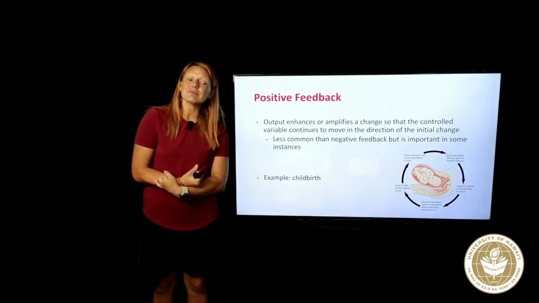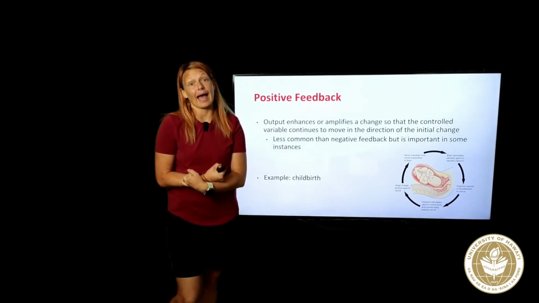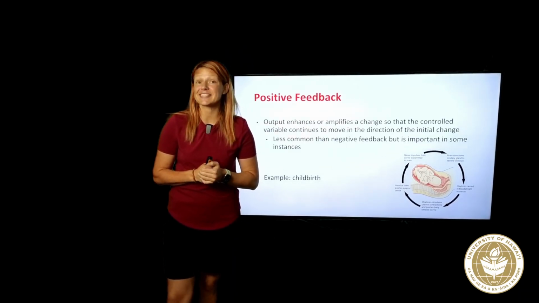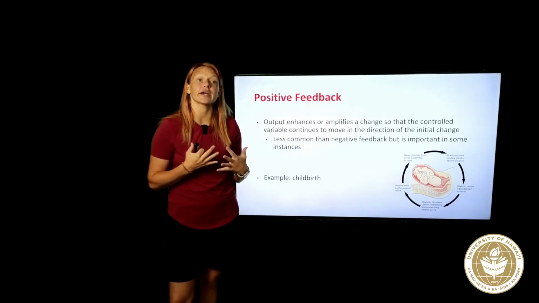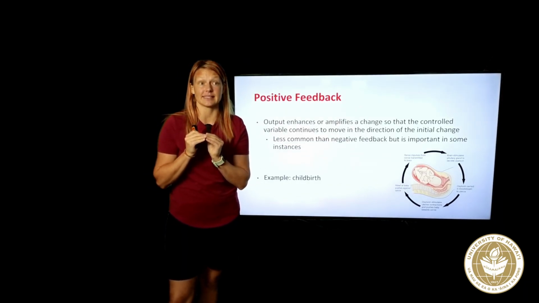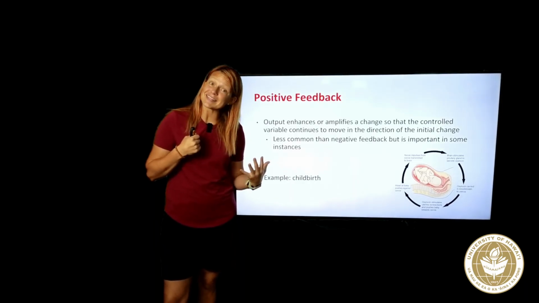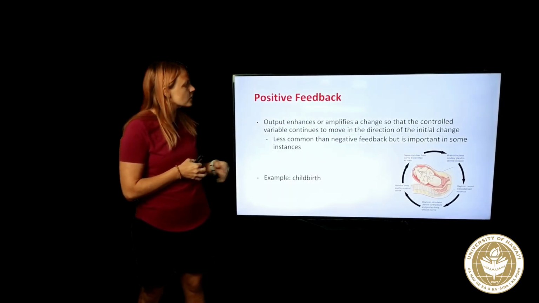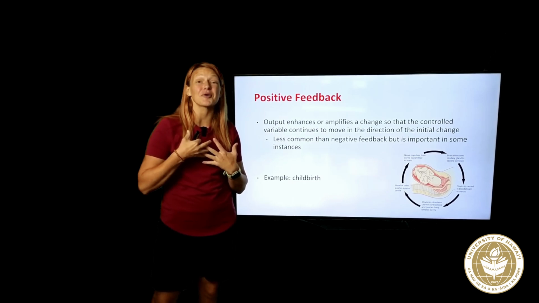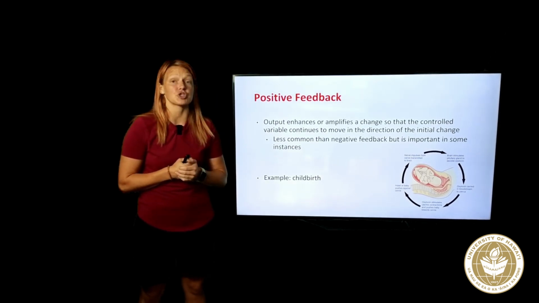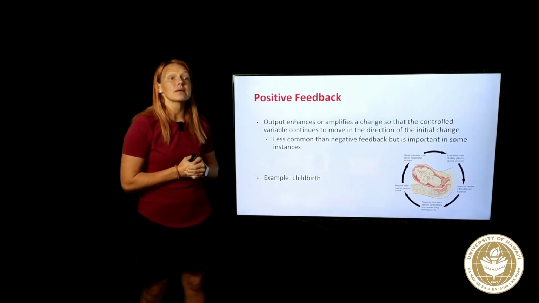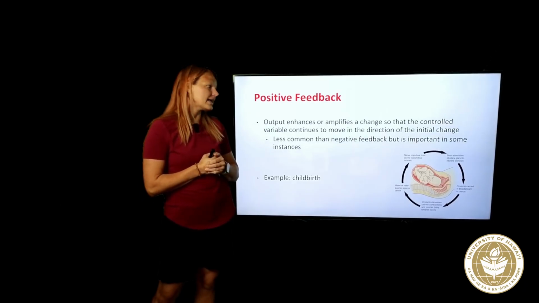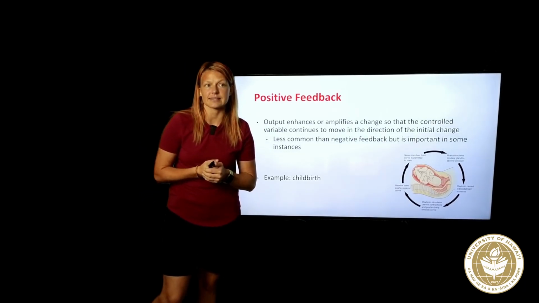So I just wanted to talk a little bit more about positive feedback as well. So in negative feedback, a control system's output is regulated to resist a change so that the control variable is kept at a relatively steady set point. With positive feedback, by contrast, the output enhances or amplifies a change so that that control variable continues to move in the direction of the initial change. Like I said before, this is much less common than negative feedback, but it is important in some instances.